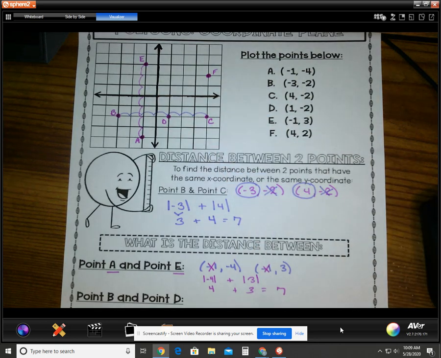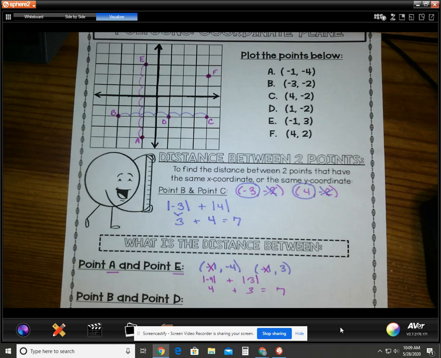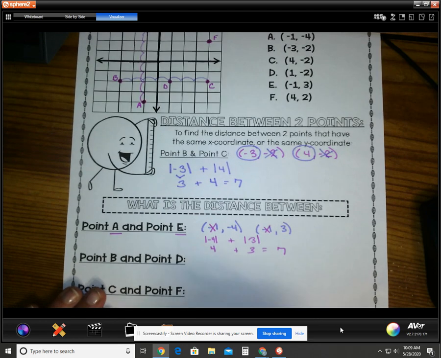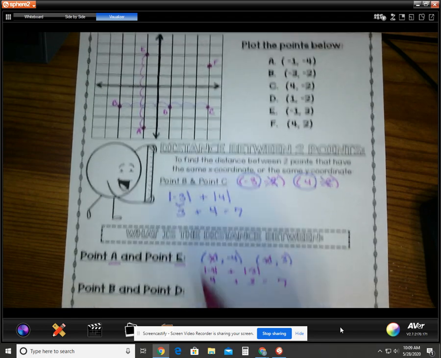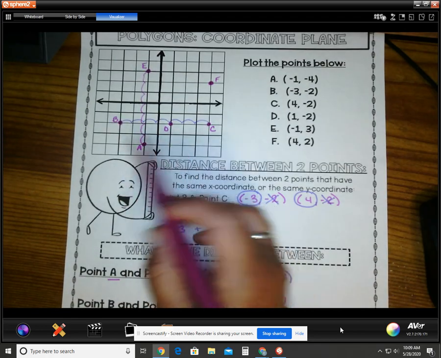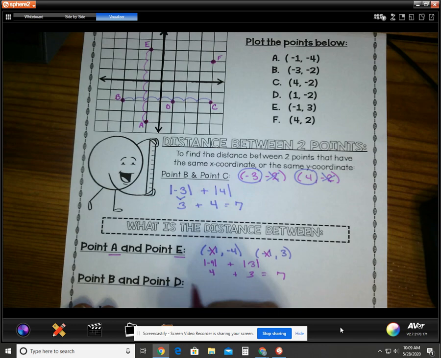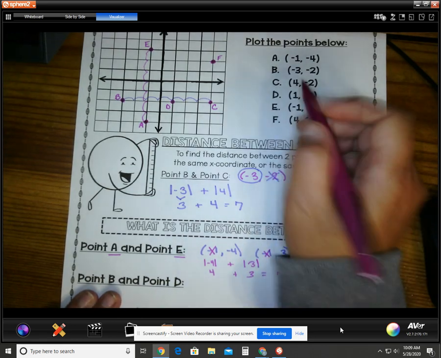Sometimes they're worth two, and we have to make sure we're paying attention to that. Let's do a few more examples, and then I'm going to show you one that is if they're in the same quadrant, okay, because that's a little different. But B and D. If I look at B and D, they are in different quadrants, okay? So I'm going to write down what their coordinates are.